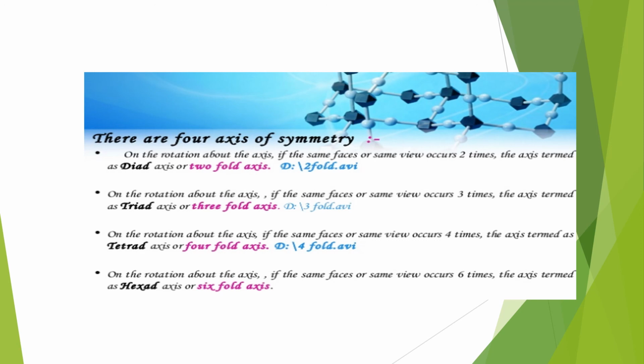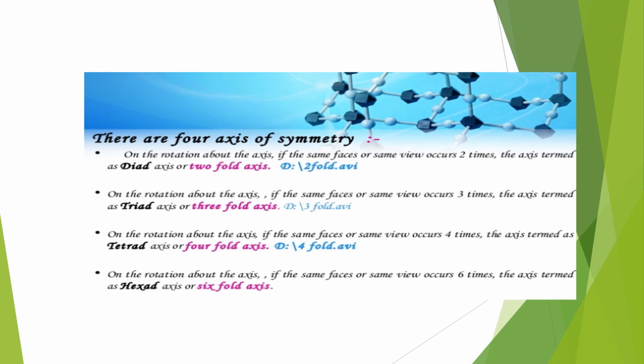On the rotation about the axis, if the same phase or same view occurs 2 times, the axis is termed as dyad axis or two-fold axis. On the rotation about the axis, if the same phases or same view occurs 3 times, the axis is termed as triad axis or three-fold axis.